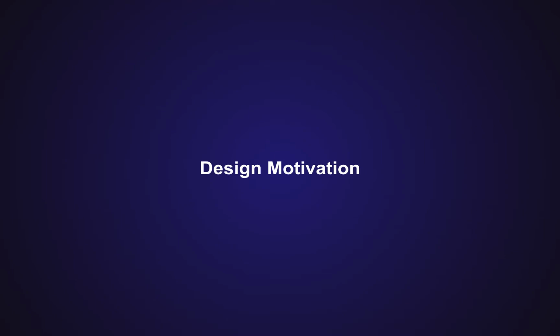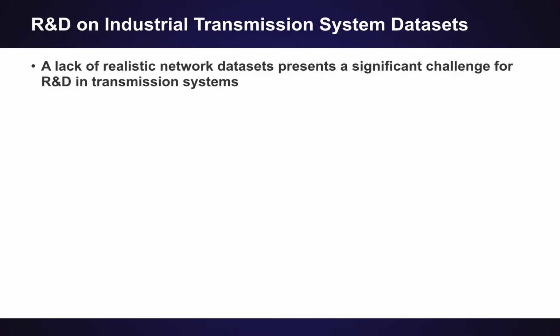Before I get into the details of the network model, let's talk a little bit about the design motivations for the particular model. Our primary goal here is to do R&D on industrial transmission system datasets. It's important to note that there's generally a lack of realistic network datasets, and this has been presenting a significant challenge for doing R&D on transmission systems.